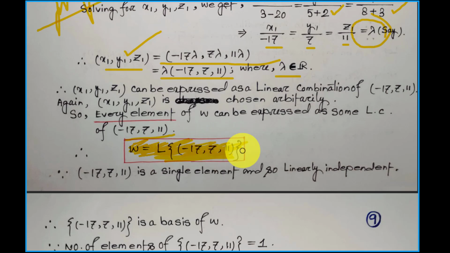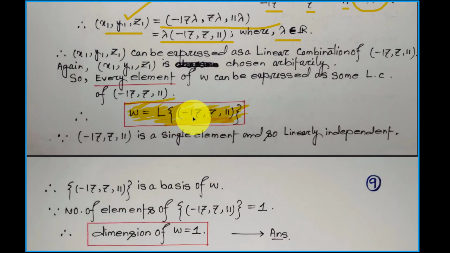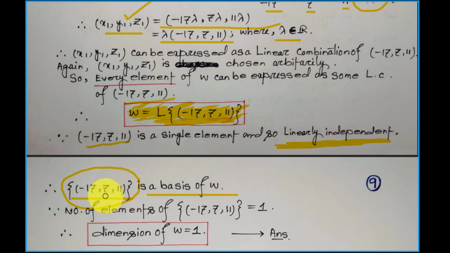Now, this set has exactly one element, minus 17, 7, 11. So definitely, as this is a single element, it is linearly independent, because a single element is always linearly independent. So we can write minus 17, 7, 11 is a basis of W, right? So this set is a basis of W. Now tell me, what is the number of elements of this set? Definitely the number of elements of this set is 1. So by definition, the dimension of W is 1. Hence the dimension of W is 1.